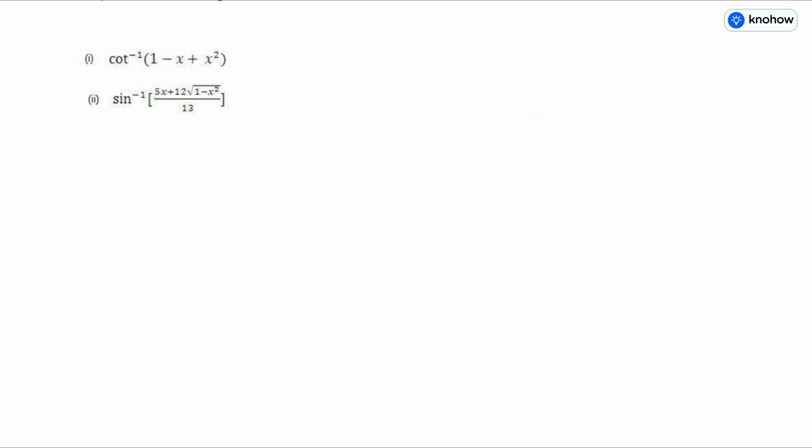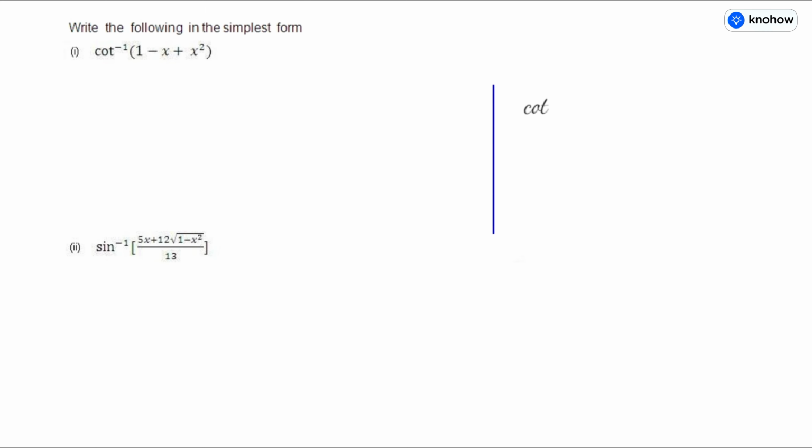This is a very challenging question: cot inverse of 1 minus x plus x square. It does not strike me which formula is to be used here. See, it is the application of the formula that cot inverse x is tan inverse 1 by x. It is the same thing: tan inverse 1 by x equals cot inverse x. Make use of this formula.